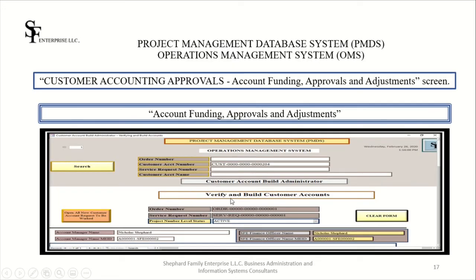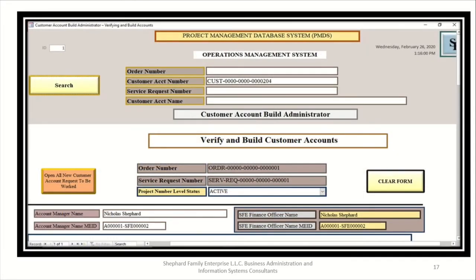Okay, and then what will happen is that we have to go back and push that information back to the customer account build administrator. And the customer account build administrator will say, okay, as you see here, they already have their name, they already approved, they see that the finance officer name has been populated here. We know that they did their checks and balances. They will say, okay, it's approved. Okay, now we can start working on this project. Okay, it has been funded.